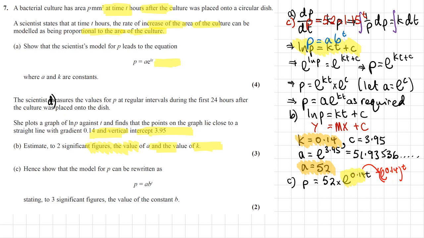So we're going to work out what e to the power 0.14 is. So B is equal to that, and that gives me on my calculator 1.15, and that's given to three significant figures as they've asked for. So the final part of my model would be P is equal to A times 1.15 to the power T, but they basically asked for the value of B, which we've got here, 1.15.